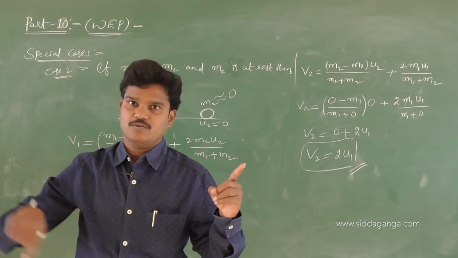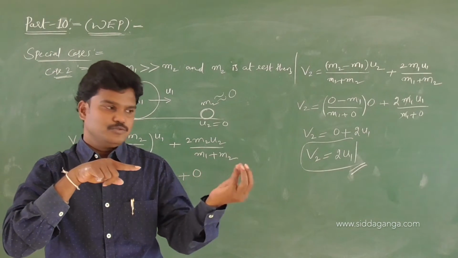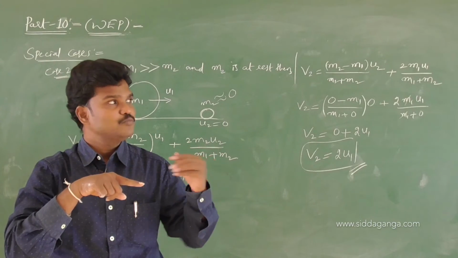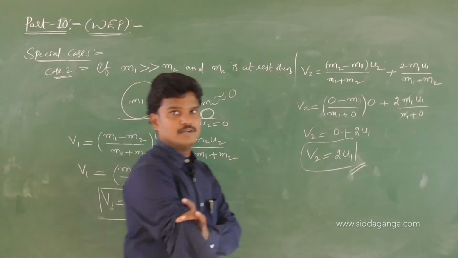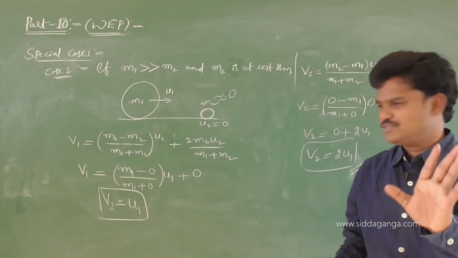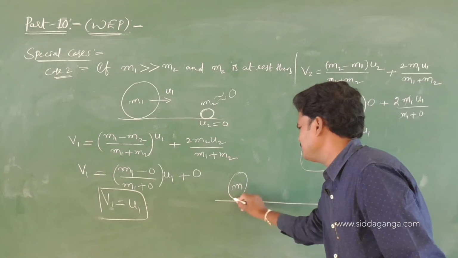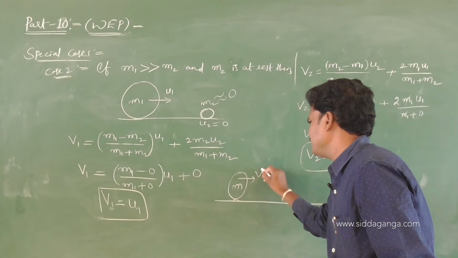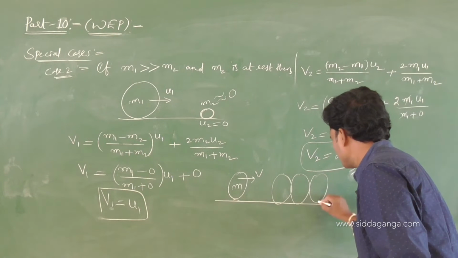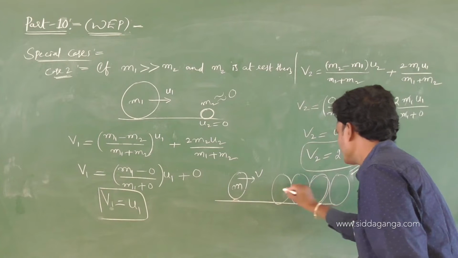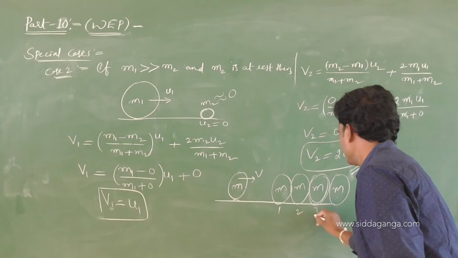If it moves with u1 and this mass is negligible, then this will move with double speed. So v2 is 2u1. Suppose the masses are the same, let us take a general case. One mass m moves with a speed v, and there are 3, 4 more masses, all the same. This is 1, 2, 3, 4.